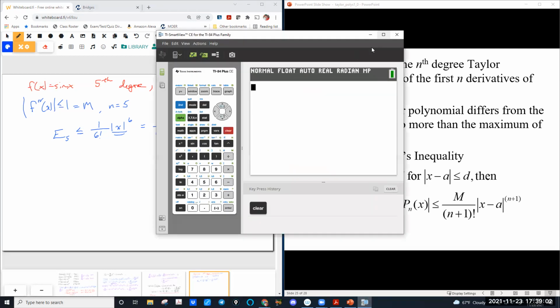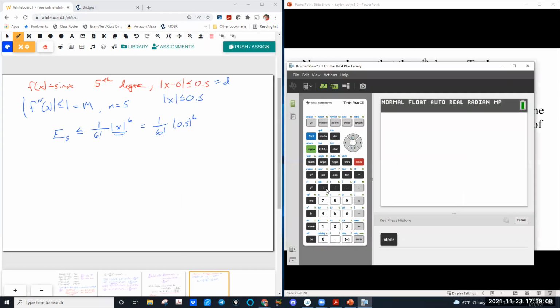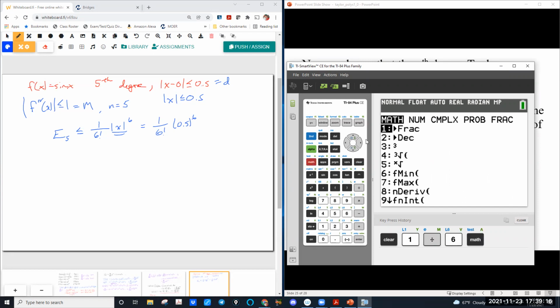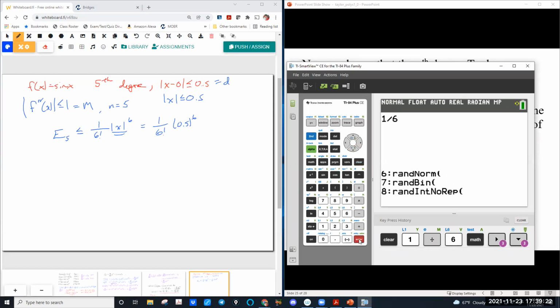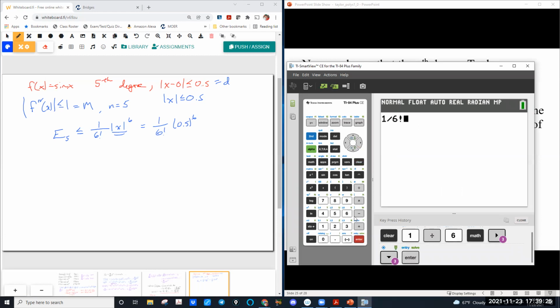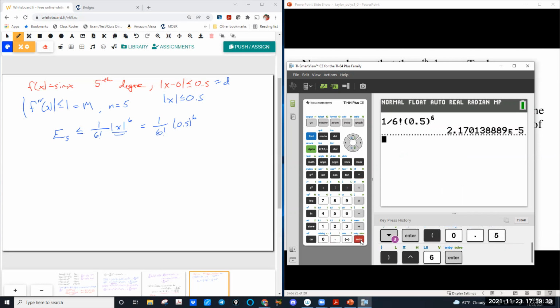If we might need the number, we might want to do a comparison. This is something we can do in the calculator. So if you're not sure where the factorial is, let's go through that now. You go under math, it's going to be under probability, and there's your exclamation point. So there's our 1 over 6 factorial, and then times 0.5 raised to the 6th. So a really small number, and it's because we have such a high degree polynomial and such a small interval.